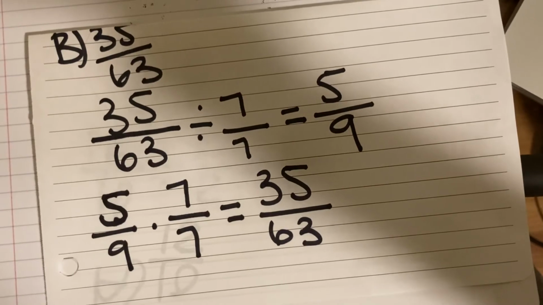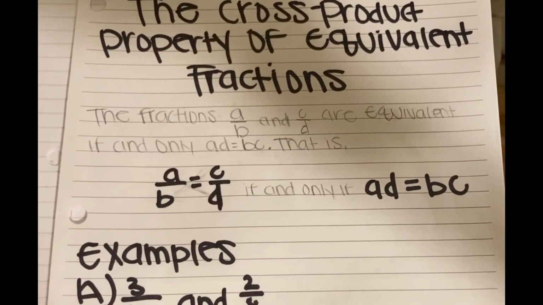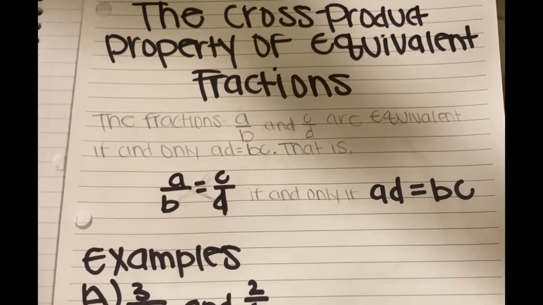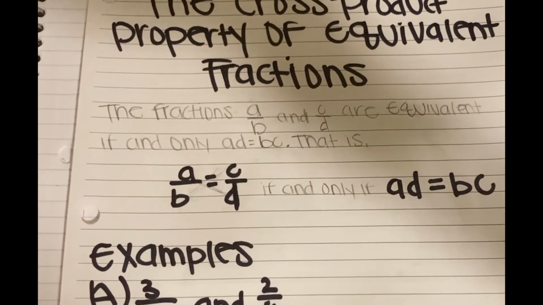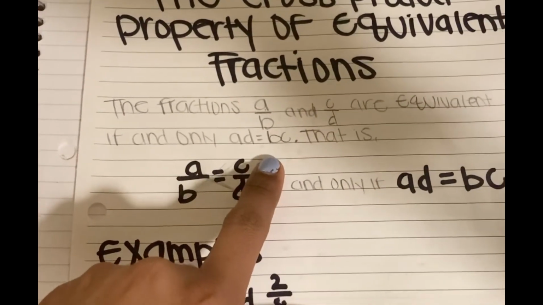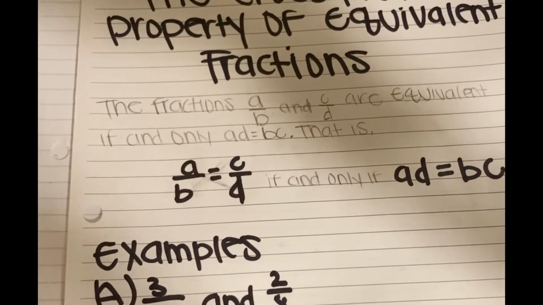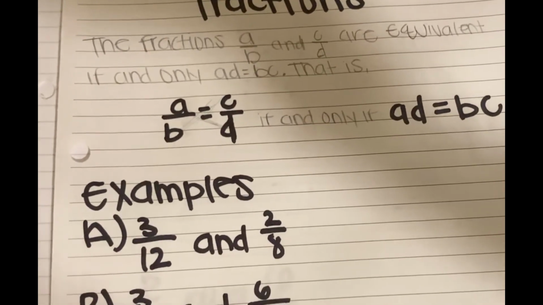Okay, so now that we learned equivalent fractions and the fundamental law of fractions, I'm going to teach you an easier way to find equivalent fractions when given two fractions. That's a theorem called the cross-product property of equivalent fractions. The cross-product property of equivalent fractions states that the fractions a/b and c/d are equivalent if and only if a times d equals b times c. So we're going to work with some examples, and I'm going to show you how that works.